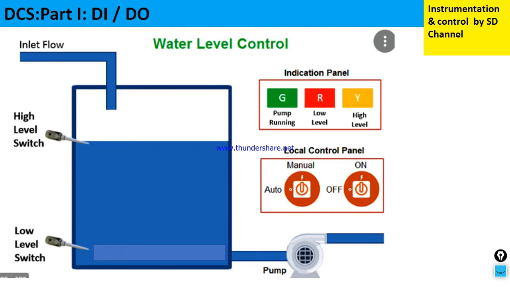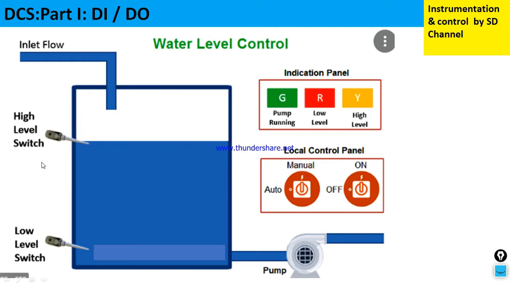So later I will explain the feedback system also. Now I am going to the analog system or conventional system, how it works. So in case of digital input or digital output, what is happening? Imagine this is a level tank. Now one low level switch is connected here, one high level switch is connected here, and one pump is there at the outlet of the system, and at the inlet one flow is maintained.